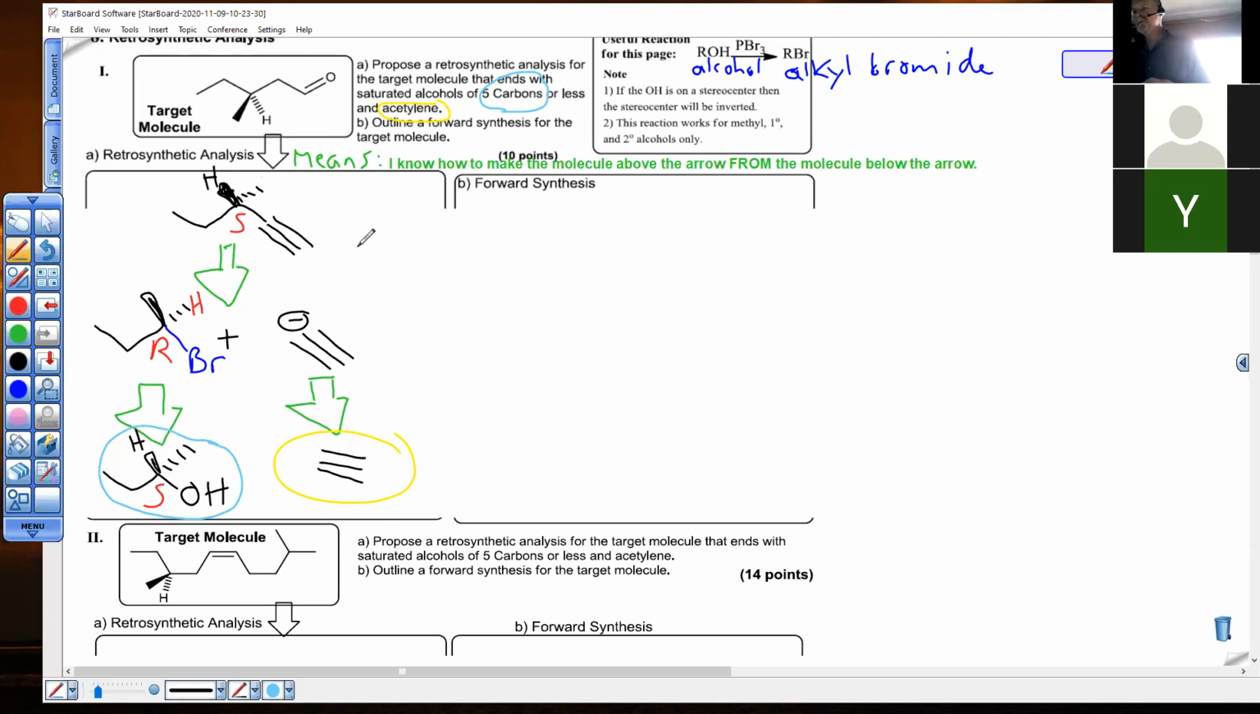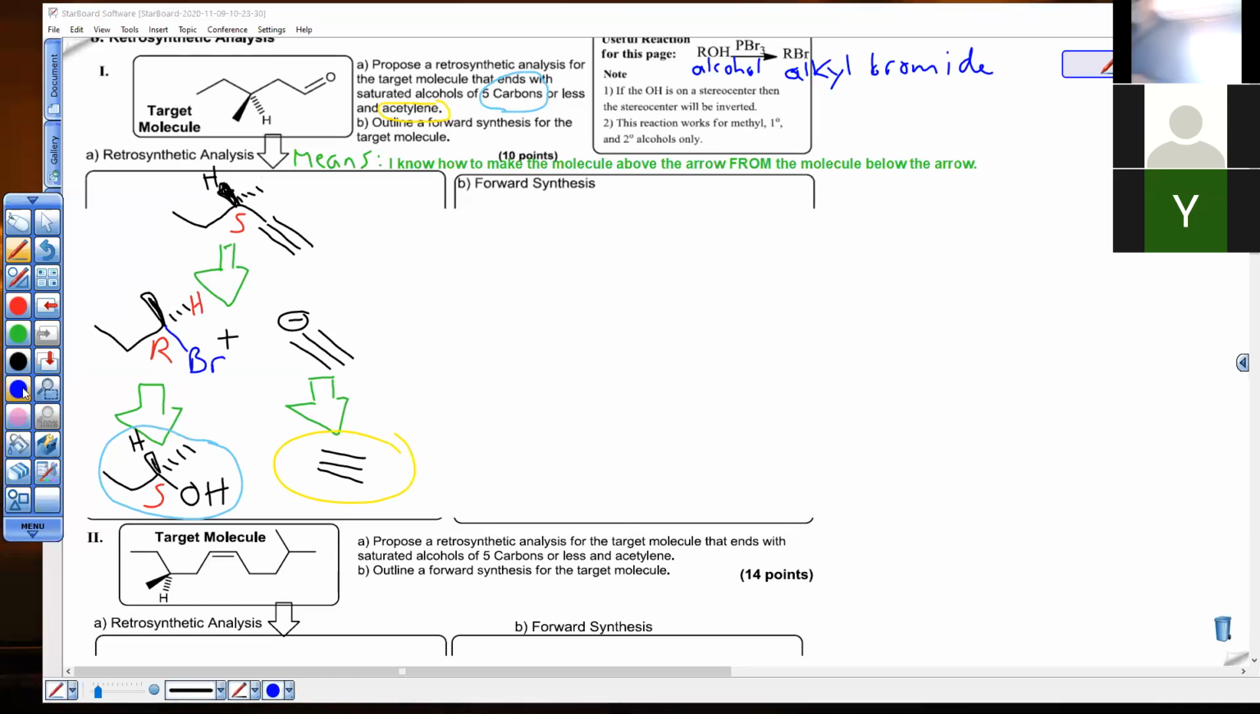And that is your retrosynthetic analysis. This aldehyde comes from this terminal alkyne. This terminal alkyne came from acetylide doing a backside attack on this alkyl bromide. This alkyl bromide came from this alcohol with 4 carbons. This acetylide came from acetylene. And after you've done that, you're going to show me the forward synthesis.